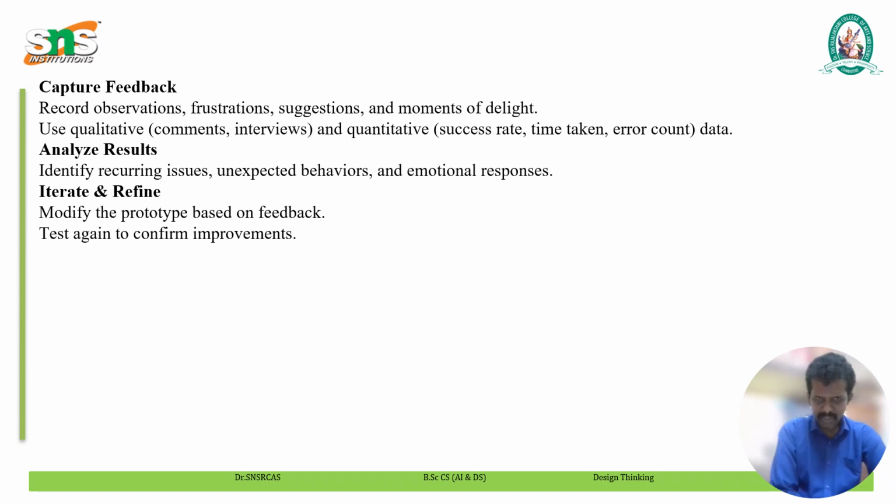Next, we go with analyzing results. Analyzing results means identifying recurring issues. What are the issues, and record them. What are the unexpected behaviors and what are the emotional responses from the users? Next, iterate and then redefine. Iterate means modifying the prototype based on feedback. Once we get feedback, if the design needs to be modified, we do the modification based on the feedback. Then test again to confirm the improvement.